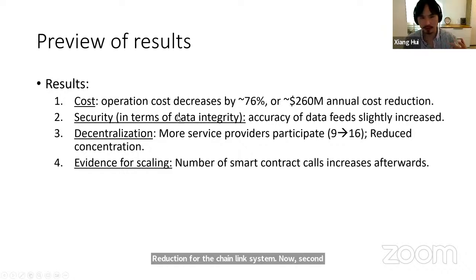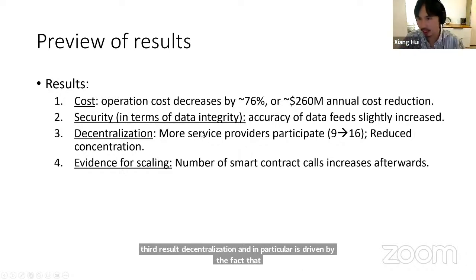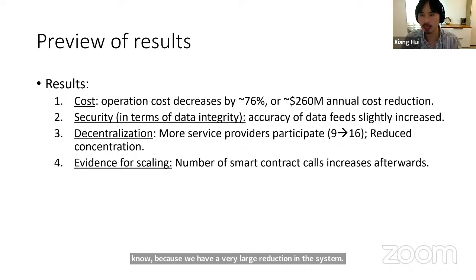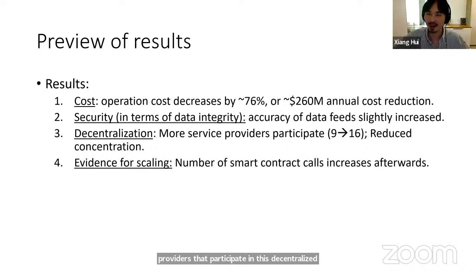Now, second result, in terms of data integrity, it was actually to our surprise that the accuracy of data feeds actually slightly increased a little bit. And when we dig deeper into these results, we find that this slight increase is actually driven by the third result, the decentralization, and in particular, is driven by the fact that because we have a very large reduction in the system cost, Chainlink is going to be able to afford more service providers to work on each round of the job. So we have a dramatic increase in the number of service providers that participate in this decentralized voting process, and therefore it's not surprising that when you have more people vote, the final votes become more accurate. Okay, and in a bit I'm going to show you that the fact that data feeds become more accurate is entirely explained by the fact that we have more participation due to this decentralization.